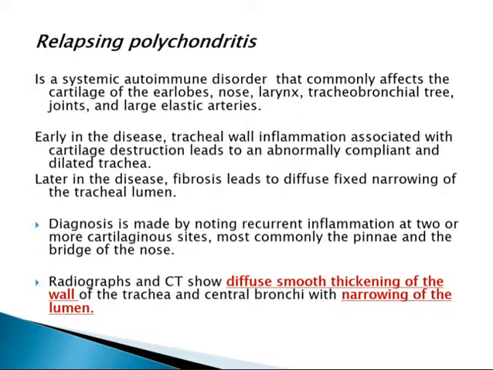So early in the course, there will be tracheal dilatation. Later on, diffuse narrowing of the lumen will happen. Diagnosis is made by noting recurrent inflammation at 2 or more cartilaginous sites, most commonly the pinna of the ear and the bridge of the nose. Radiographs and CT show diffuse, smooth thickening of the wall of the trachea and central bronchi, with narrowing of the lumen.